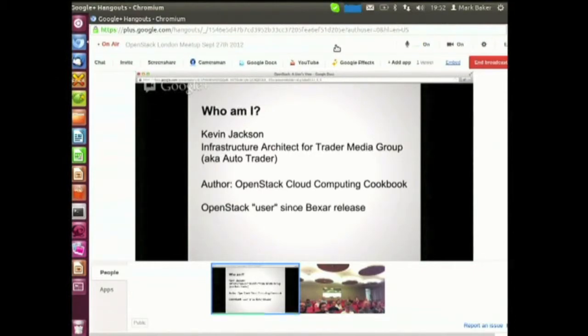I've been using OpenStack as a user, and I put that in inverted commas because it's more like investigation at this stage, since the Bexar release. But I didn't really use it in anger until around Cactus, when I started doing some proof of concepts for Trader, when we started discussing what we were going to do in terms of our private cloud, or some kind of cloud strategy.